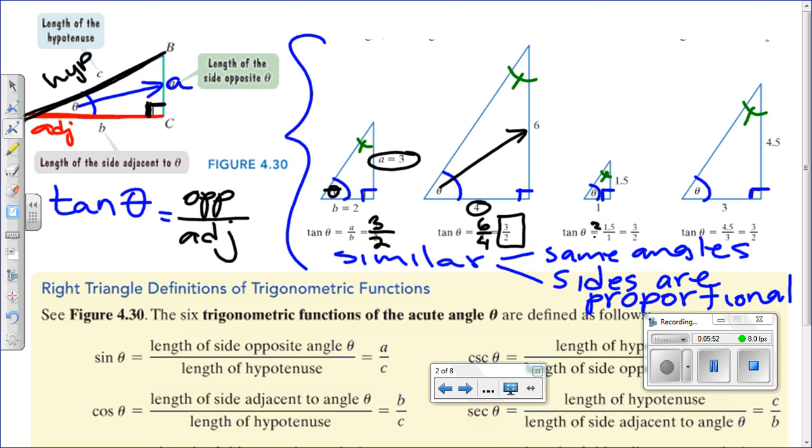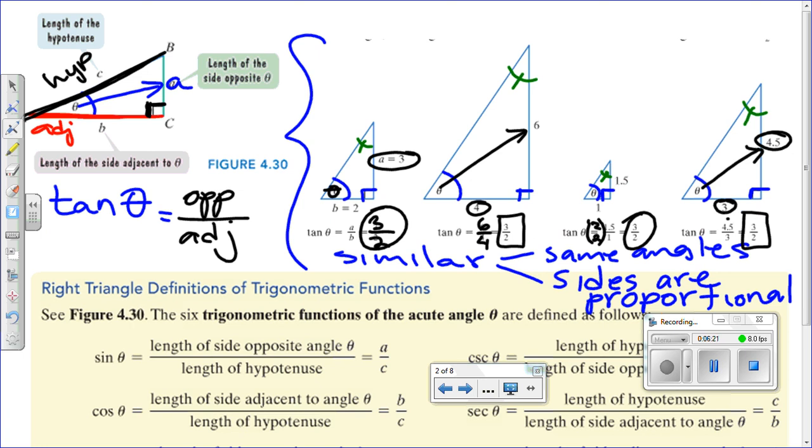So 2 and 2, so it turns into 3 over 2. As you can see, so far all 3 of them are proportional because the ratios can be turned into the exact same fraction. Here we have the opposite is 4.5 and the adjacent is 3. So the ratio will be 4.5 over 3. And if you divide by 1.5, you will get 3 halves.